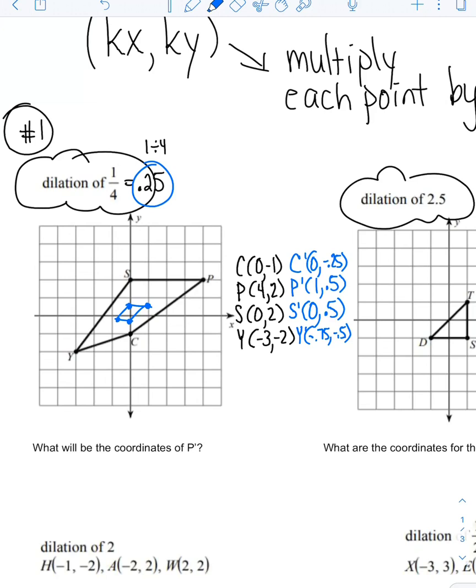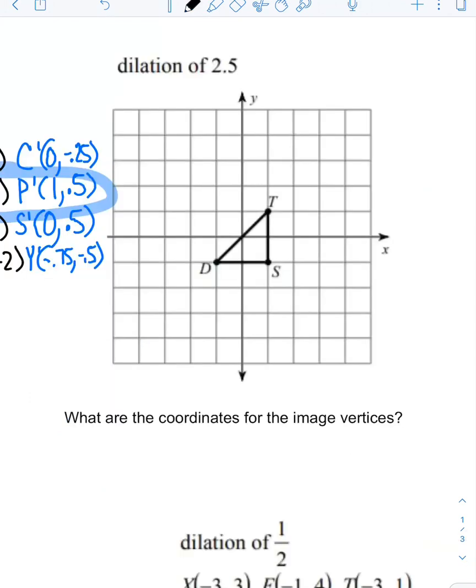But my actual question says, what are the coordinates of P prime? If this were on a test or a quiz, you would only have to focus on point P. So my coordinates for P prime are 1, 0.5. You could also write 0.5 as a fraction, which is 1/2. So let's take a look at the next example.